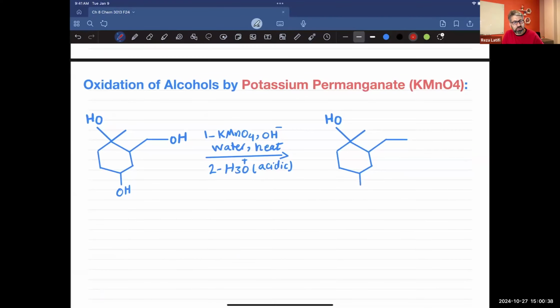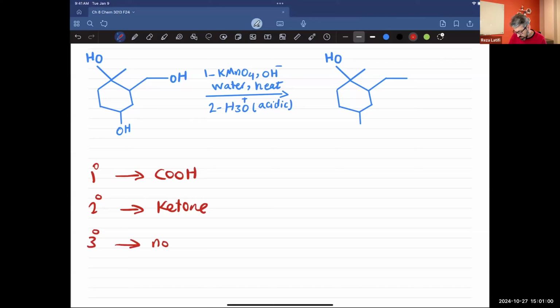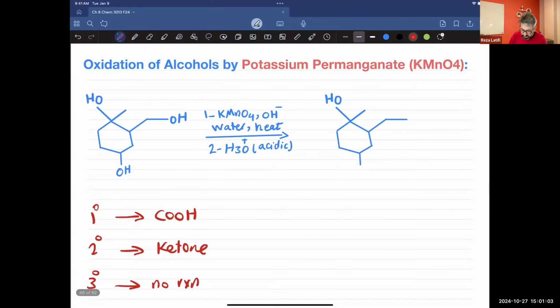Okay, and I said we have a couple of oxidizing agents. Another one is potassium permanganate, a harsh oxidizing agent. It will take the primary and turn it to carboxylic acid, the secondary it will turn to ketone, and tertiary, no reaction. So I'm going to assign the alcohols. This one is primary, this one is secondary, and that's a tertiary alcohol. The tertiary stays as it is. As you see, I did not change the position or composition of that substituent.